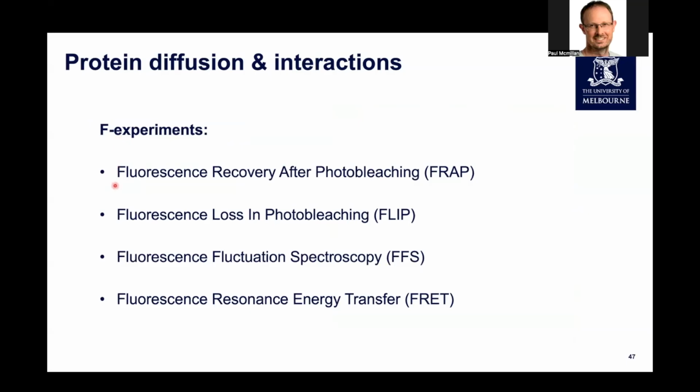So the first one we want to look at is something called fluorescence recovery after photobleaching. That's shortened to FRAP. The next one after that is FLIP, fluorescence loss in photobleaching. Then we have fluorescence fluctuation spectroscopy. And then we have fluorescence, or sometimes called Forster, resonance energy transfer. I touched a little bit on that in lecture 1, but we'll go through it again in this lecture.